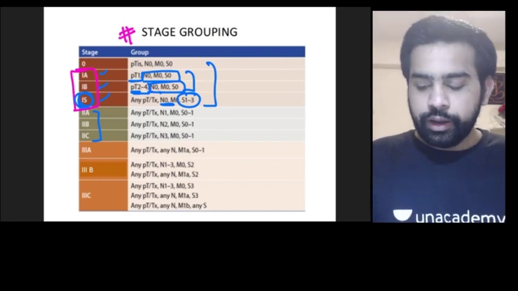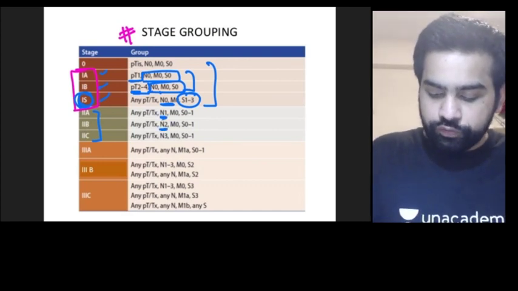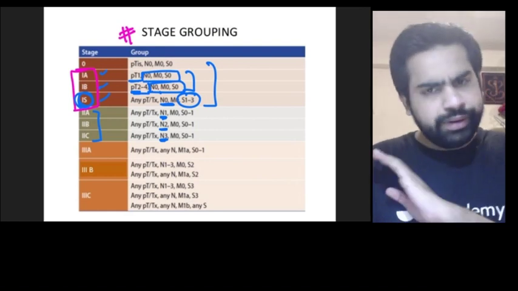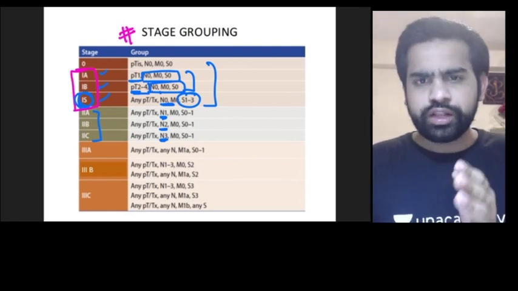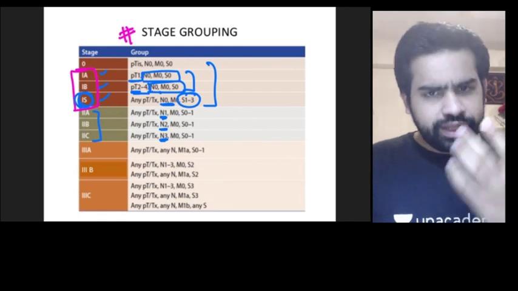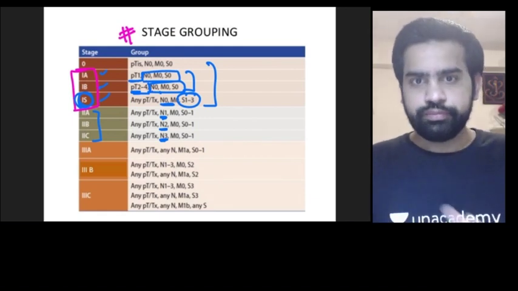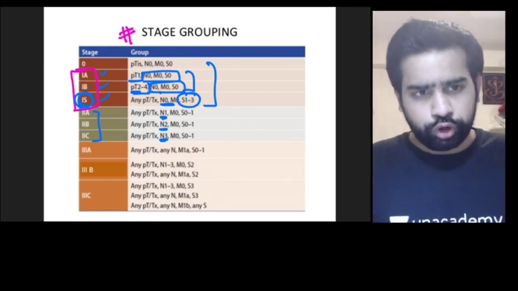Any T can be there, but if at all there is a lymph node, N1, N2, N3. Pretty simple guys. If you just look at this particular table, it's not that difficult. The only thing is it is not needed at your particular level. I'll just walk you through it.